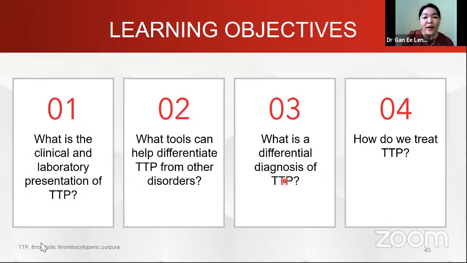Okay, so I hope I have covered the learning objective for today, which is the clinical and lab presentation of TTP. We use the French and PLASMIC score to differentiate TTP from others. We went through a whole list of TMA, the thrombotic microangiopathy, as differential diagnoses and mimickers, and how do we treat TTP.